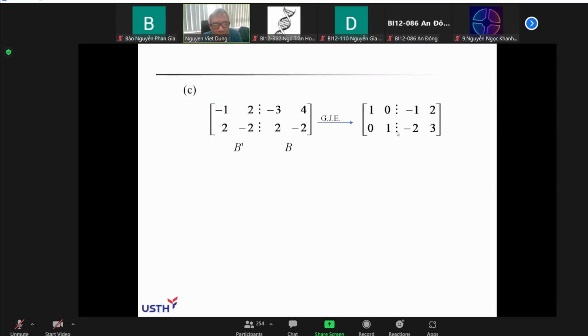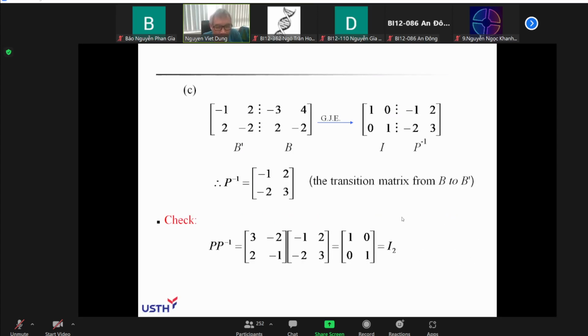The first part is already the identity. Then the second part will be the transition matrix from B to B prime. And we know already it is the inverse of P. Inverse of P, so it is here. And once again, you can verify with that. So I leave it for you to do by yourself.